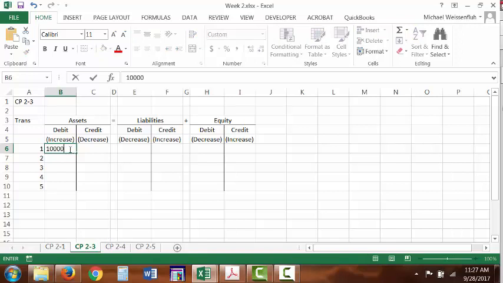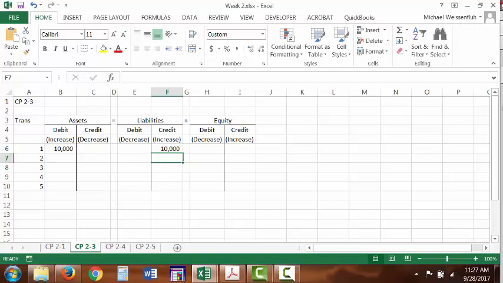So that's $10,000 there, and an increase of liability because it's on credit. Now notice here we didn't have all of the accounts, income and expenses. We're just going to do partial entries on this one.